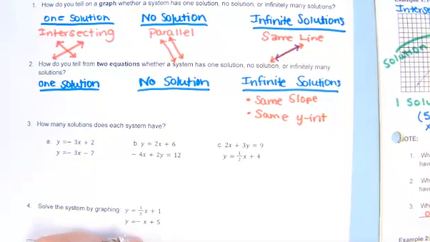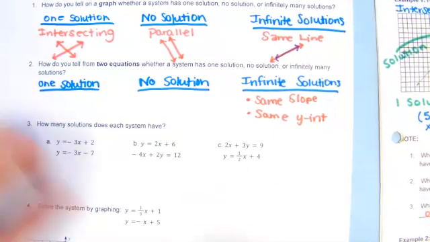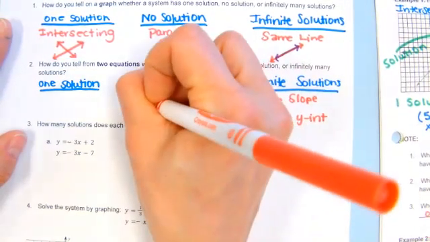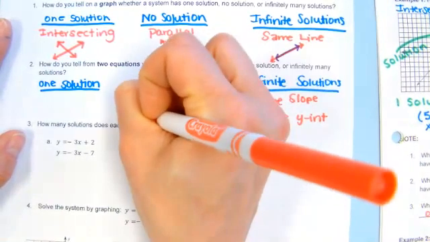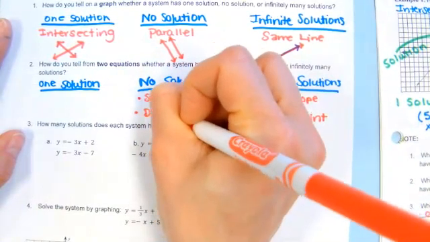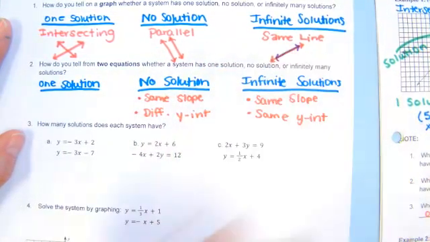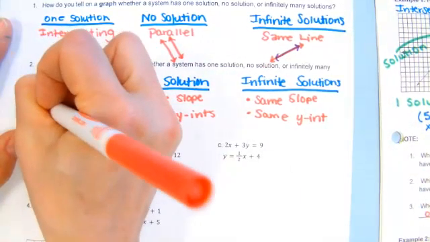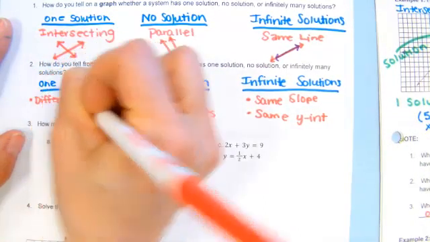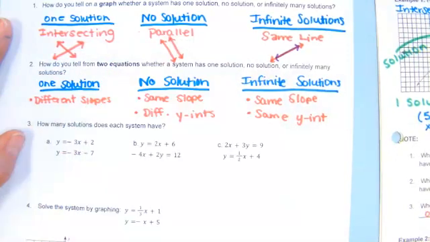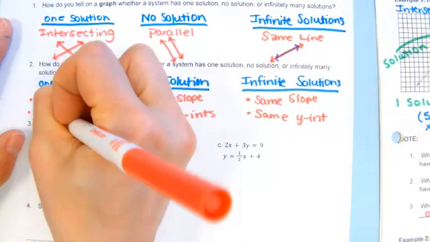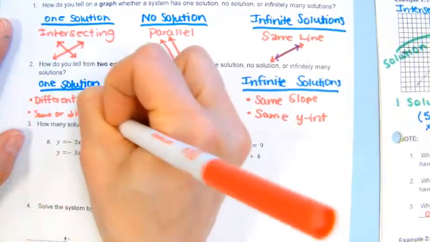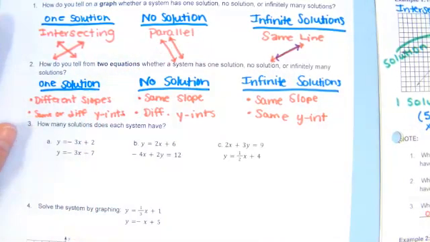The next thing on here says when the equations in the system have the same slope and different y-intercepts, they have no solution. Those are going to be parallel. So same slope, different y-intercepts. That's no solution. And then one solution is if they have different slopes. If the slopes are different, automatically it's going to have one solution. The y-intercept can be the same or different. It doesn't matter. All right, and that's how we tell.